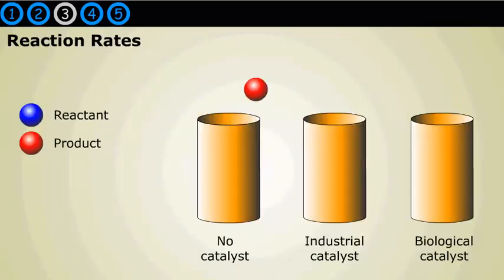Enzymes are the world's best catalysts. Industrial catalysts speed up reactions by 3 to 5 orders of magnitude. They often require high temperatures and they aren't very specific. Biological catalysts increase reaction rates by 9 to 15 orders of magnitude. They work at room temperature and are extremely specific. In the next section, we'll learn more about reaction rates when we discuss enzyme kinetics.